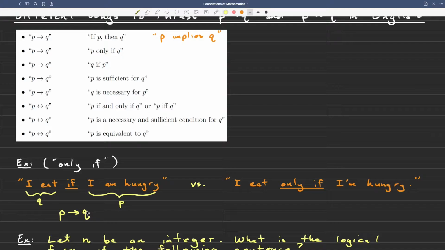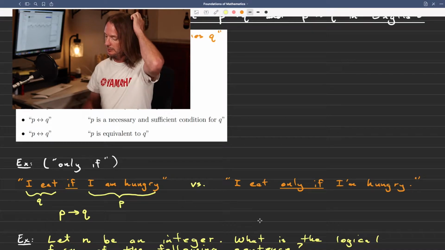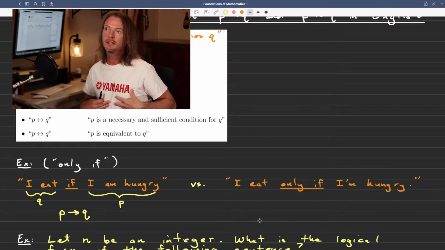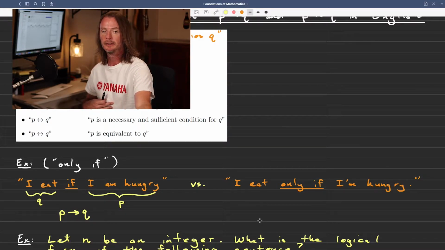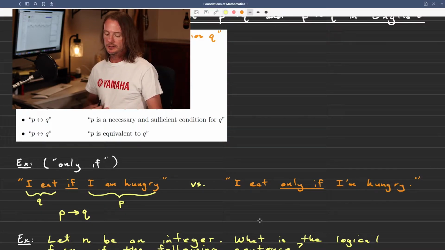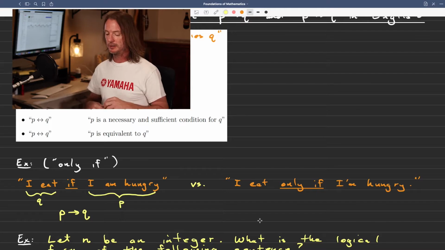On the other hand, I eat only if I'm hungry. Putting that only on it makes it a little stronger. It's saying, if you see me eating, you know I must have been hungry to start with. The only way that I'm eating is if I'm hungry. So if you see me eating, it implies that I'm hungry. Not the other way around as in the first sentence, where if I'm hungry, then I eat. In that first sentence, I might also eat if I'm not hungry, right? I might go, well, I'm just doing some pleasure eating here. I'm not really hungry, but I'm eating an ice cream anyway.